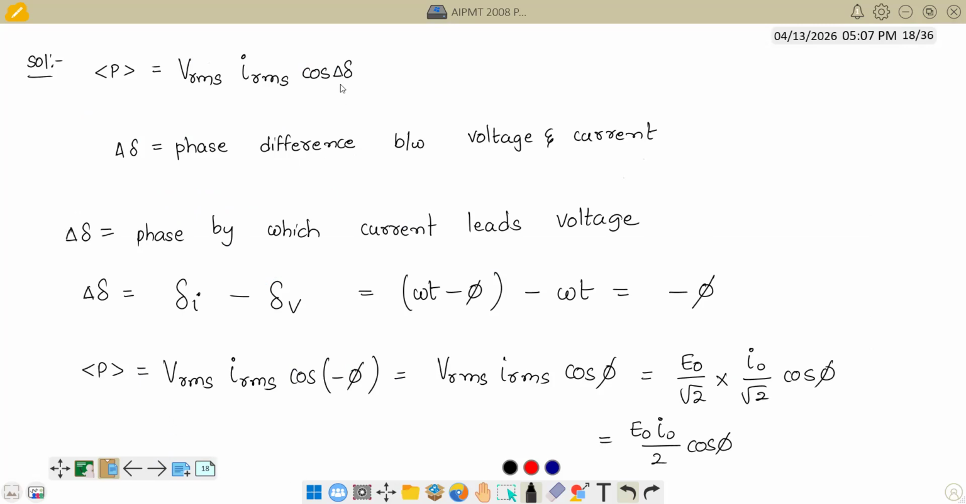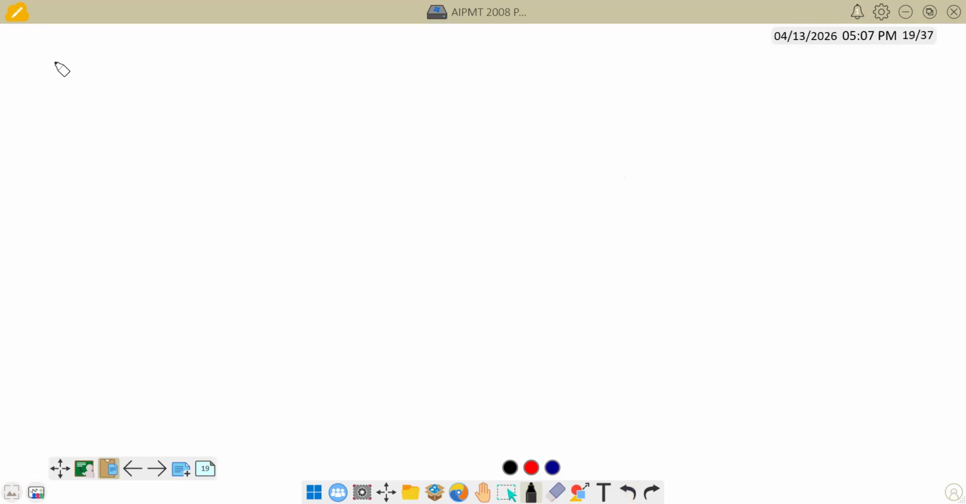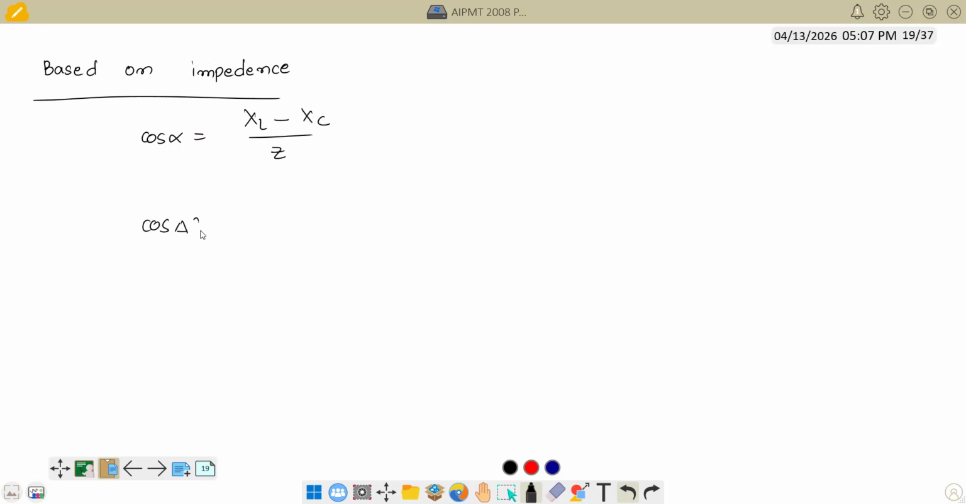the delta in the average power formula, its definition is very different. This basically talks about how much current is leading compared to the voltage. And based on that only, we'll actually get the formula. Like based on the impedance expression, we'll get the phase of impedance. If alpha is the phase of impedance, we'll get cos alpha equal to XL minus XC by Z. But whereas cos delta, technically this is given as cos phi in NCERT.